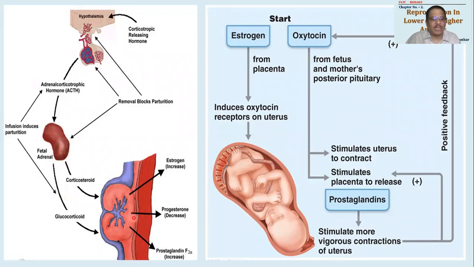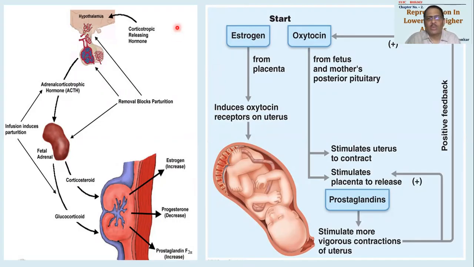Then it will cross the placenta. Okay, and as I told you, glucocorticoids and mineralocorticoids will start secreting, meaning they get accumulated in the mother's body, and they will make the mother's body start secreting estrogen. The estrogen level will increase, the progesterone level will decrease, and then the prostaglandin F2 alpha level will increase. Okay, this was one interplay.